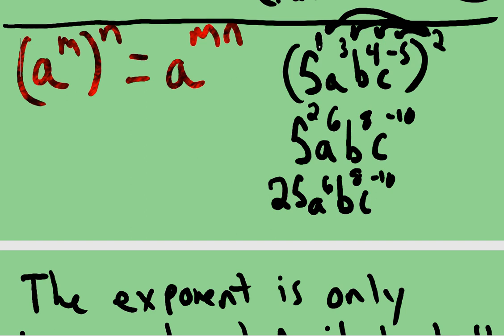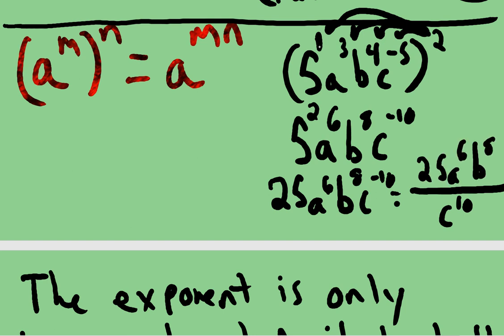And we don't leave negative exponents. We're going to simplify that. You put your fraction symbol. C to the 10th goes down at the bottom. You take away the negative sign, and the 25, a to the 6th, b to the 8th goes in the top. All right, that's how you would simplify it, because we have that negative exponent going with the c. All right.